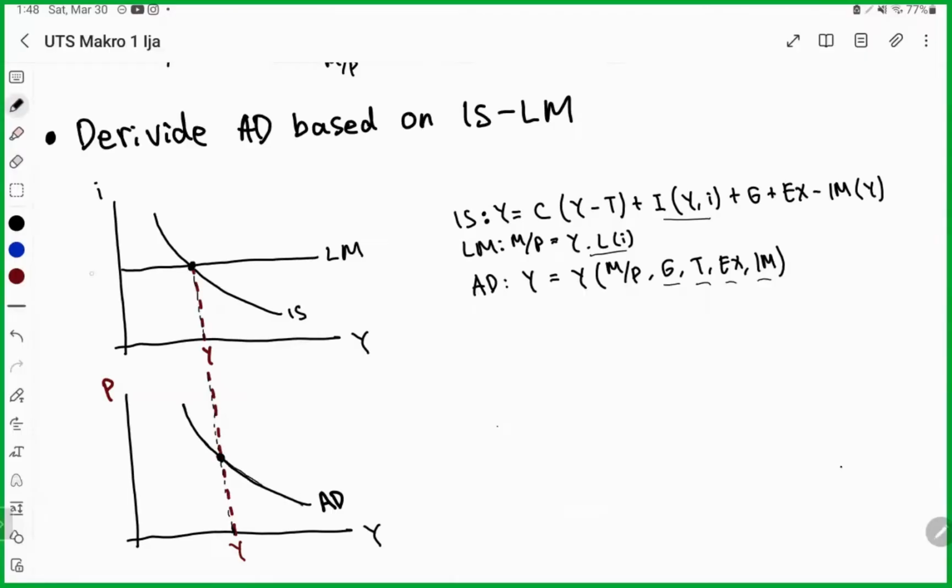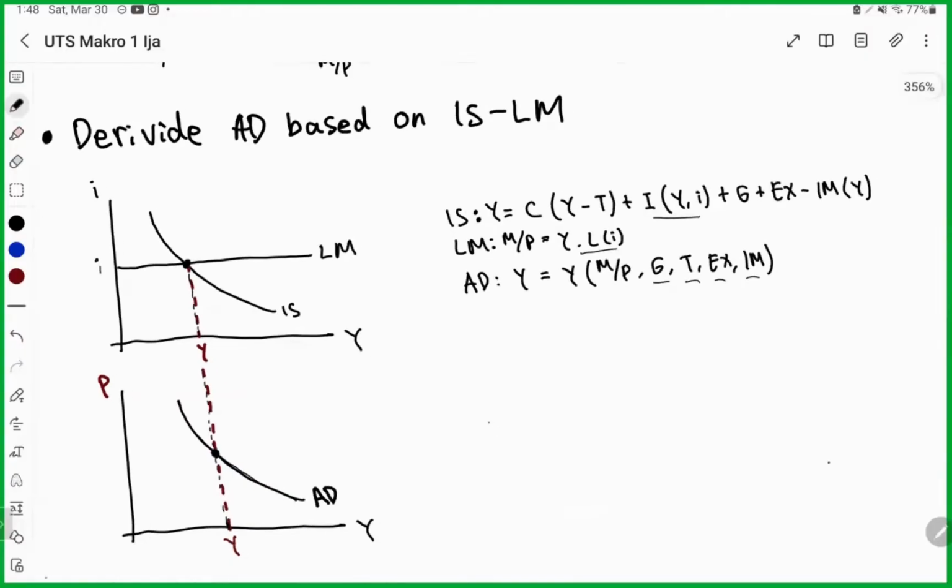And here are the derived AD based on ISLM. But if you want to do the mathematical approach, you could elaborate the IS equation, and then the LM equation. And then you write down the AD, aggregate demand, equations.